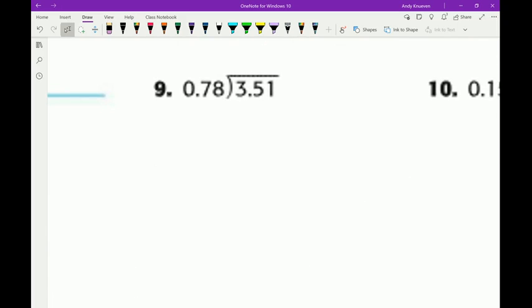All right, let's jump over to number 9. 78/100ths as our divisor, and 3.51 as our dividend. So 3.51 divided by 0.78, 78/100ths. So let's look at this. We need to bring over our decimal twice to the right. So I'm looking at this as just 78. And then I'm going to do the same thing. I need to move it twice to the right. And when I do that, I'm going to bring it straight up into my quotient.